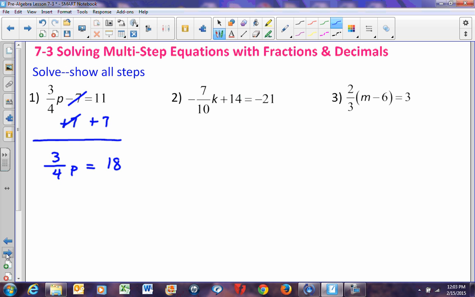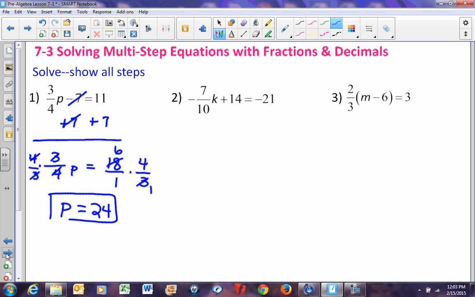To get p all by itself, I need to multiply by its reciprocal because it was multiplied by 3/4. We are going to divide by 3/4, which is the same thing as multiplying by the reciprocal of 4/3. If you do something to one side of the equation, you must make sure you do it to the other side of the equation. All of these 3/4 and 4/3 cancel out, leaving me with p. 3 divides into itself once, it divides into 18 6 times, and 6 times 4 is 24.